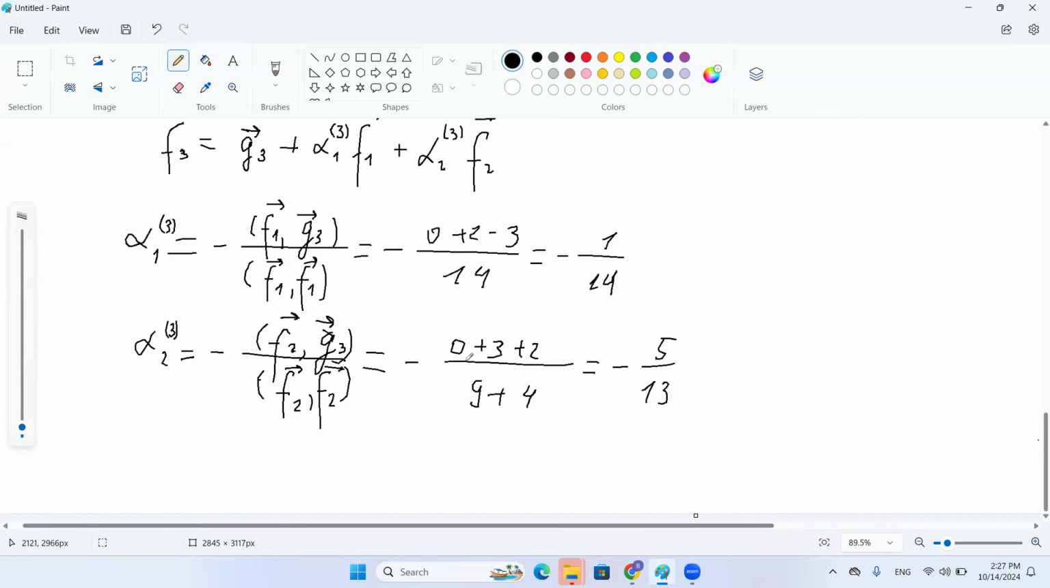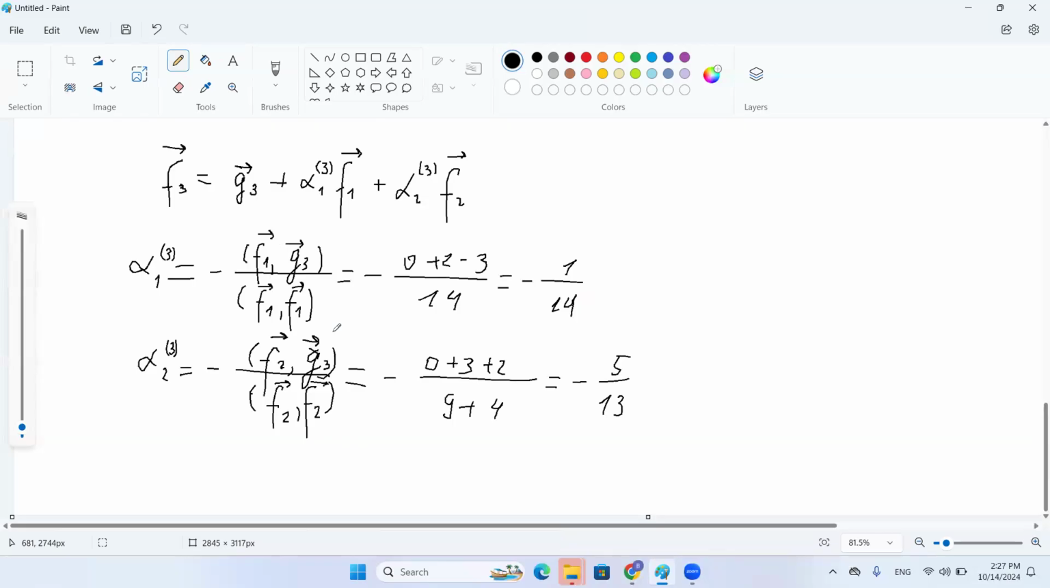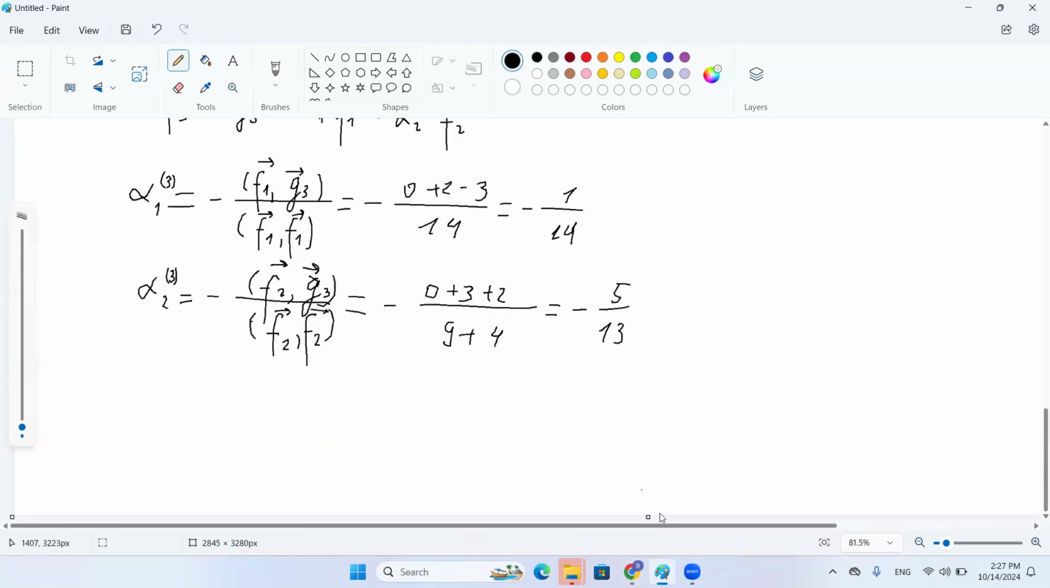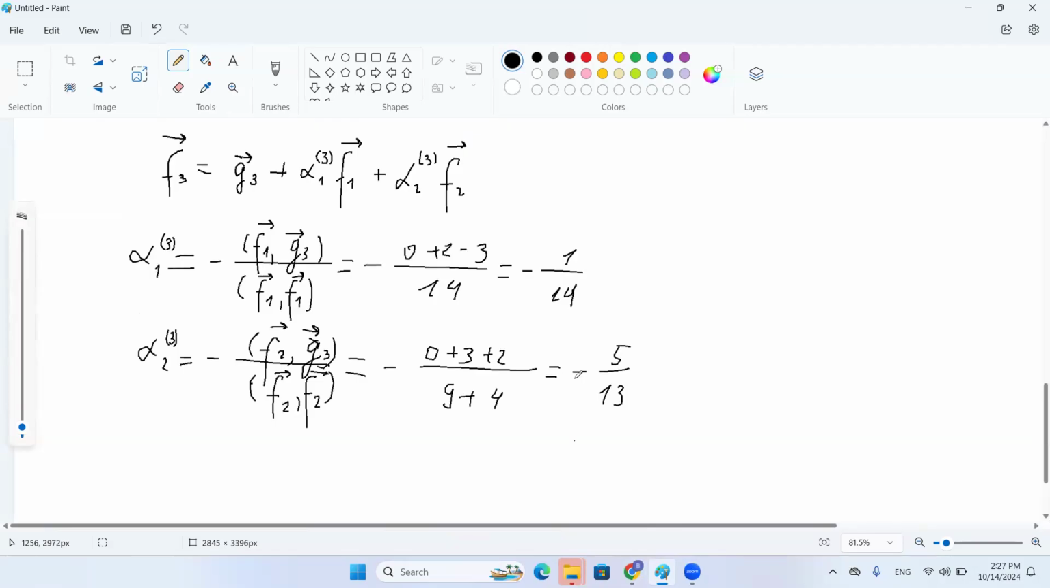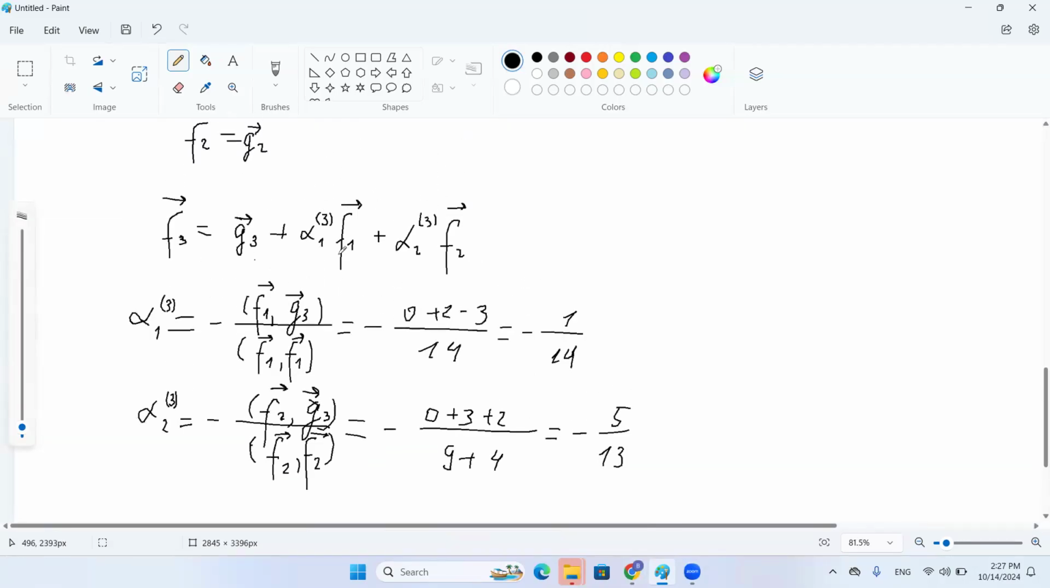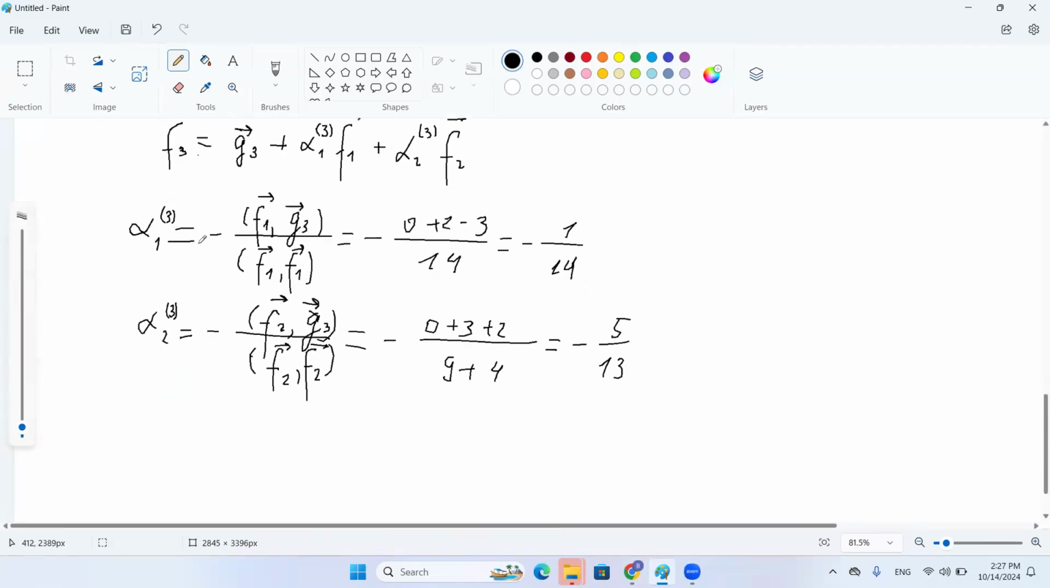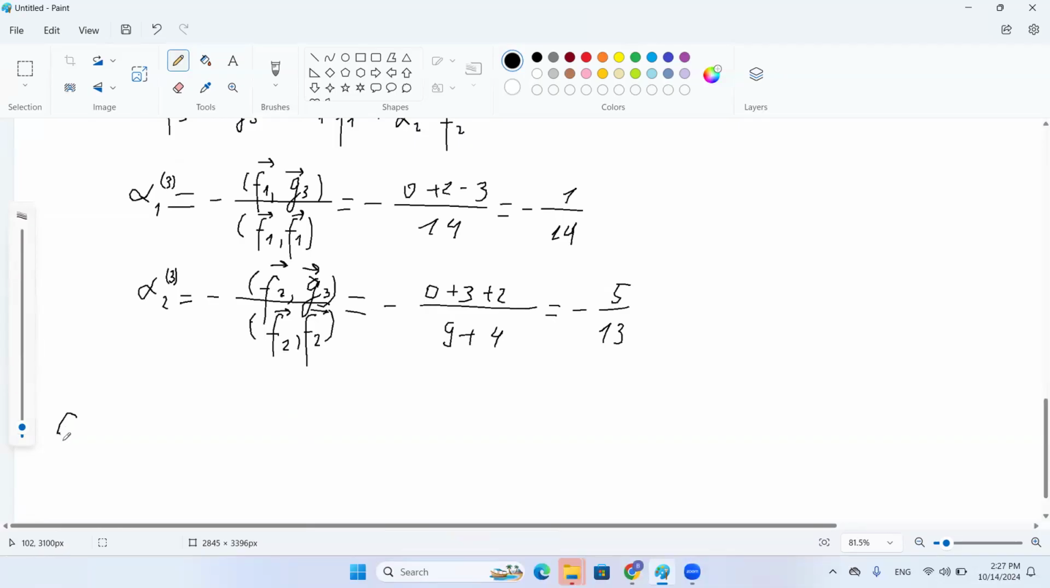So any questions by this time? Okay, it seems that no questions. So now we'll have everything to find f3. So let's start writing. Let's start calculation.